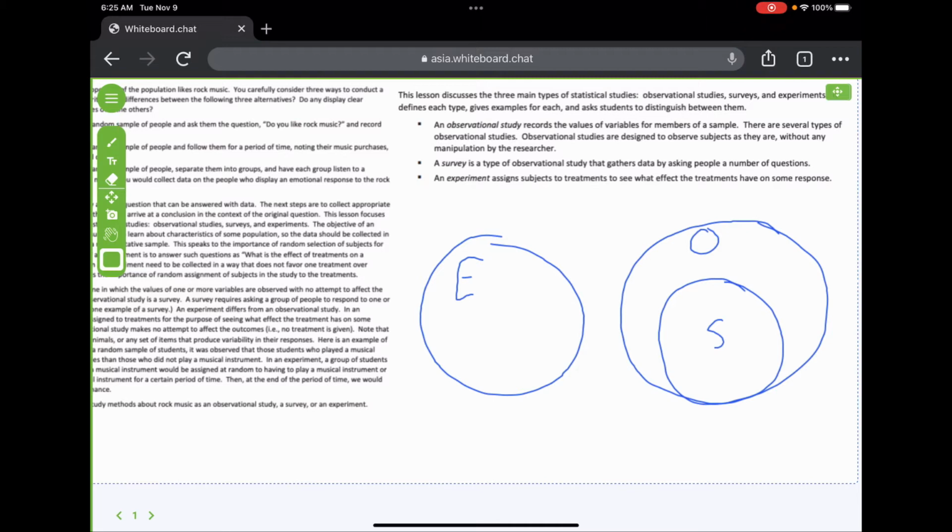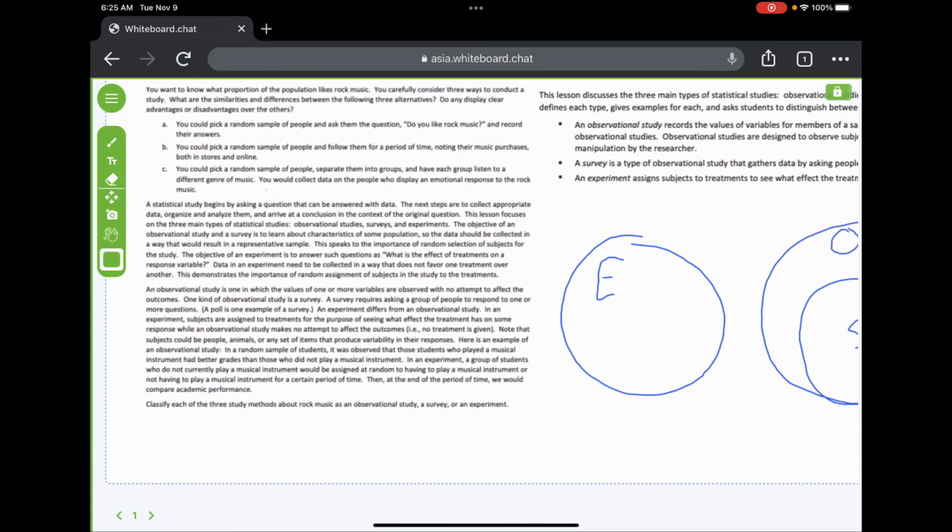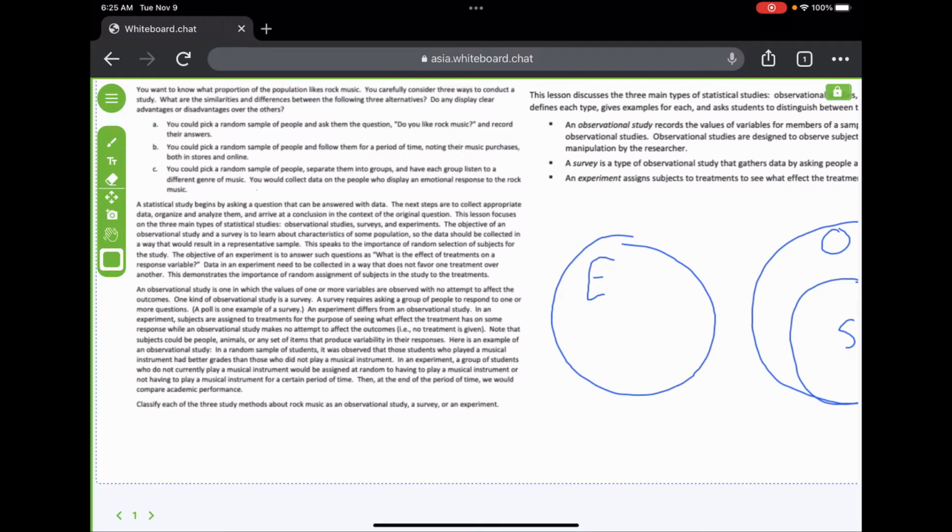Now, observation is much bigger because you could do a survey inside of an observation and then see what's going on by making specific observations. But you're not going to manipulate. Okay? So, I'm going to go back over here, give you a second to read through this, and we're going to answer A, B, and C.